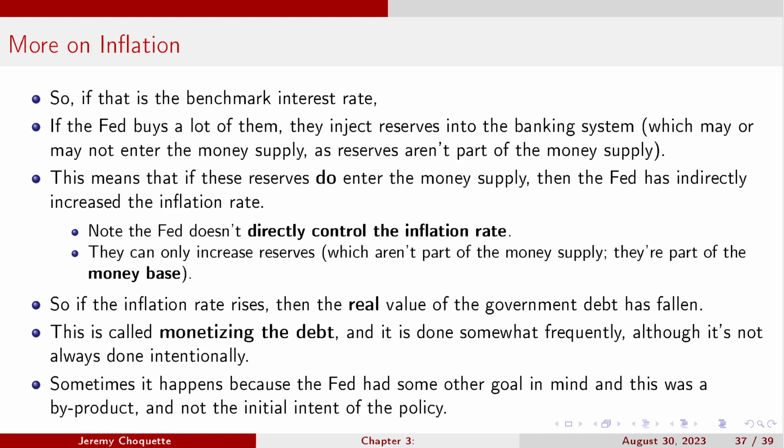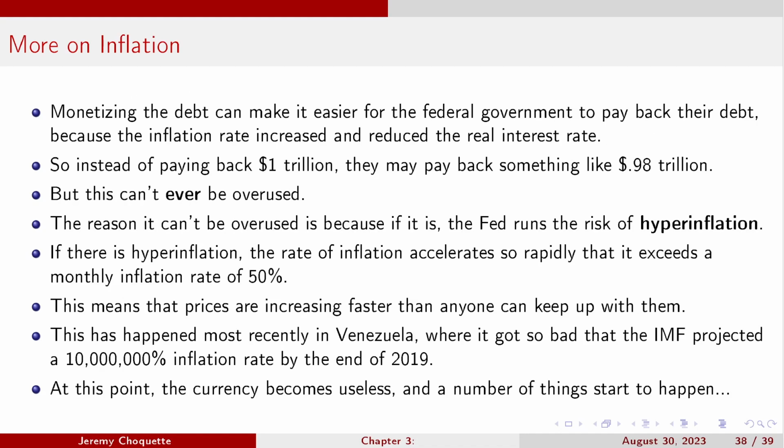Now, it's done somewhat frequently, basically anytime there's inflation, but it's not done intentionally, right? It's not like they're going, we want to monetize the debt, so we're going to increase inflation to like 10%, because that's going to screw everybody over. Doesn't make anybody better off. It's more done indirectly. They're not trying to do that, but it just sort of happens as a result of monetary policy. So it'll happen sometimes because, say, the Fed has some other goal in mind, and this is kind of a byproduct, not the initial intent of that policy.